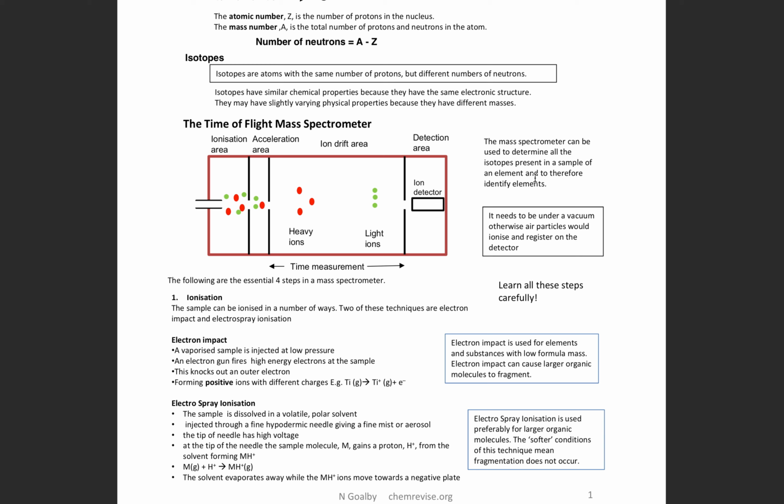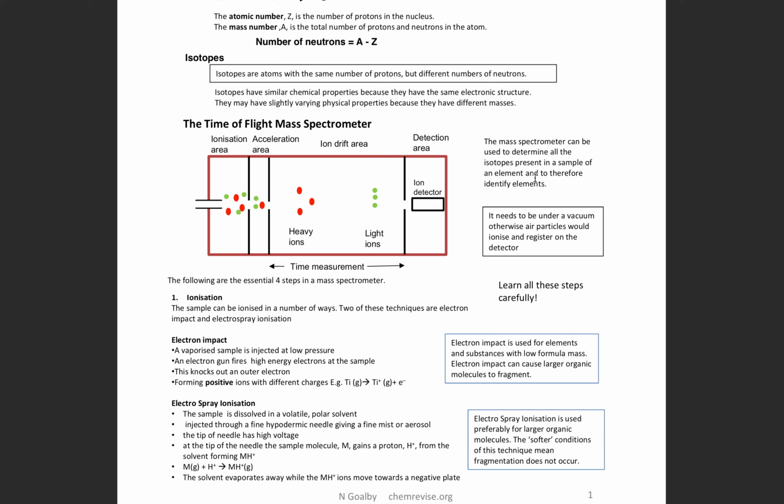So it needs to be under a vacuum, otherwise the air particles would ionize and register to the detector. Interesting. So it has to be in a vacuum condition. The air particles would obviously go into the detection area, and your experiment would basically be ruined. So the following are the 4 essential steps in the mass spectrometer. So the ionization is the first one. So I'm guessing ionization takes place here because that's the ionization area. Of course it does.